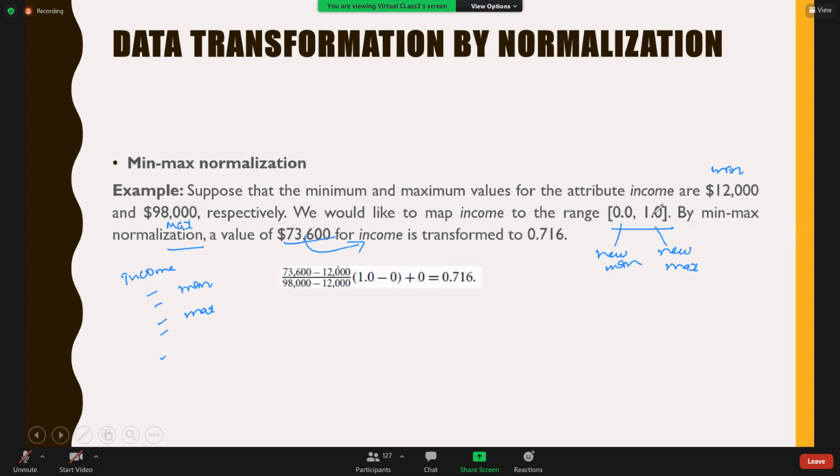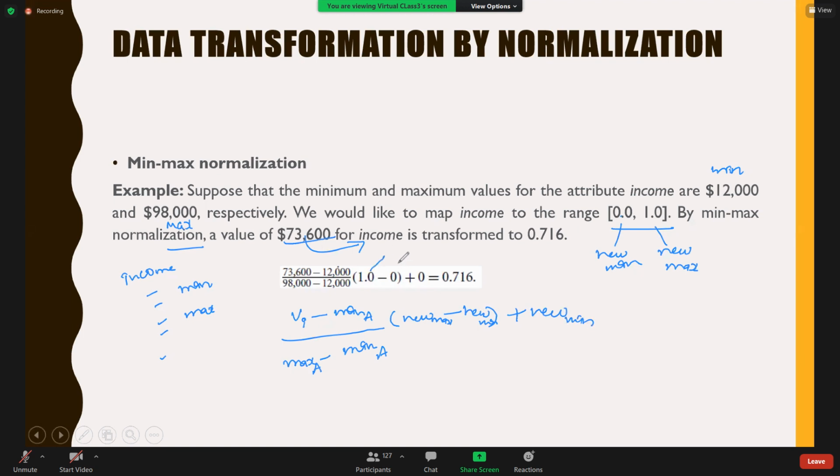How to perform this using min-max normalization? What is the Vi value? 73,600 minus the minimum. What is the minimum of this income? 12,000. Divided by the maximum value of the income, 98,000, minus the minimum, 12,000. So Vi is 73,600, minimum is 12,000, maximum is 98,000, minimum is 12,000. Into the new maximum, which is 1.0, minus the new minimum, which is 0, plus the new minimum.